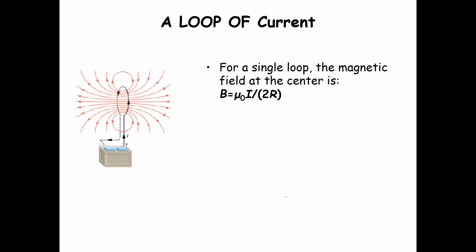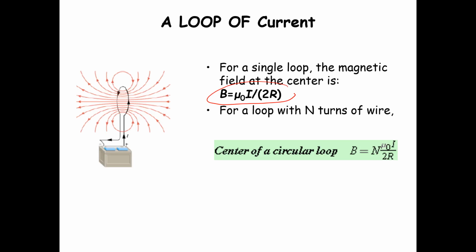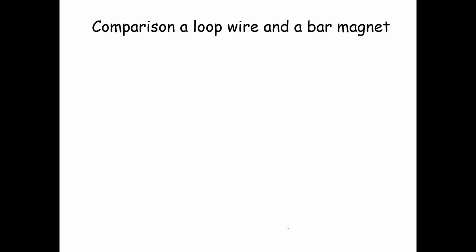And then this is the loop of the current. For a single loop, the magnetic field at the center is B is equal to mu 0 I per 2R. And if we have N turns, we have to add the N here. So B becomes N mu 0 I per 2 big R. This is if we have the turns, so it's like a solenoid or something else.